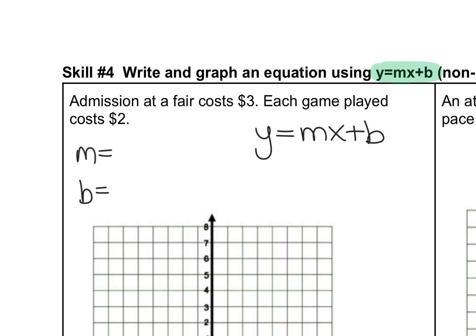So before I even play any games, I'm paying $3 to go into the fair. That's my admission. My initial fee at the fair is $3. So that's going to be what I choose for b. I'm going to plug it in for b on my equation.